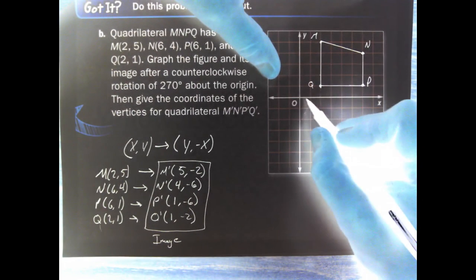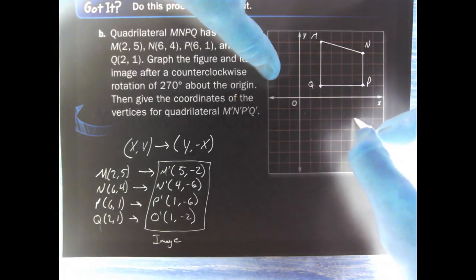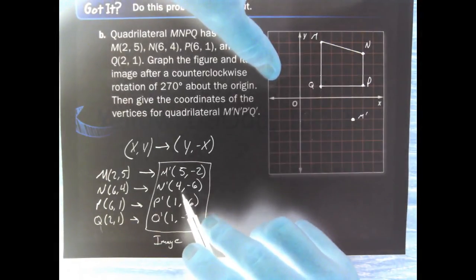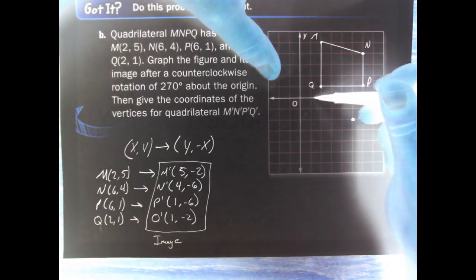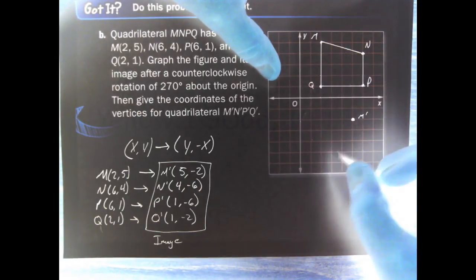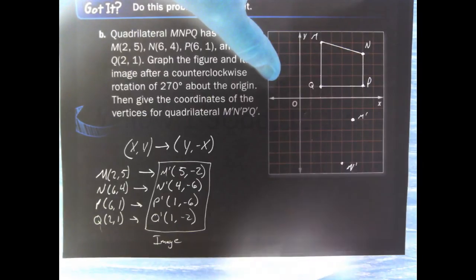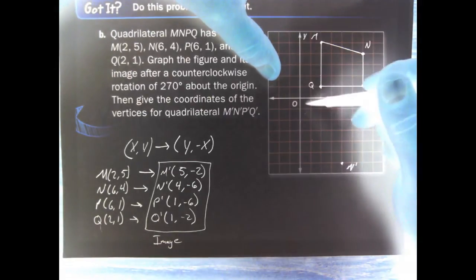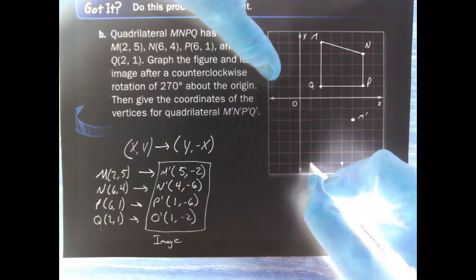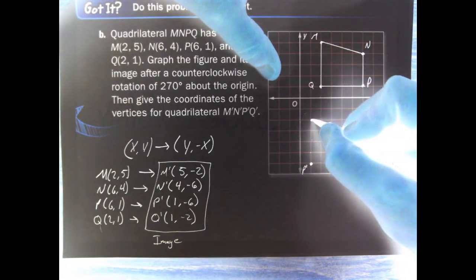So M prime is 5, negative 2. 1, 2, 3, 4, 5. 1, 2. That's M prime. N prime is 4, negative 6. 1, 2, 3, 4. 1, 2, 3, 4, 5, 6. Oops, not M. N prime. P prime is 1, negative 6. And Q prime is 1, negative 2.